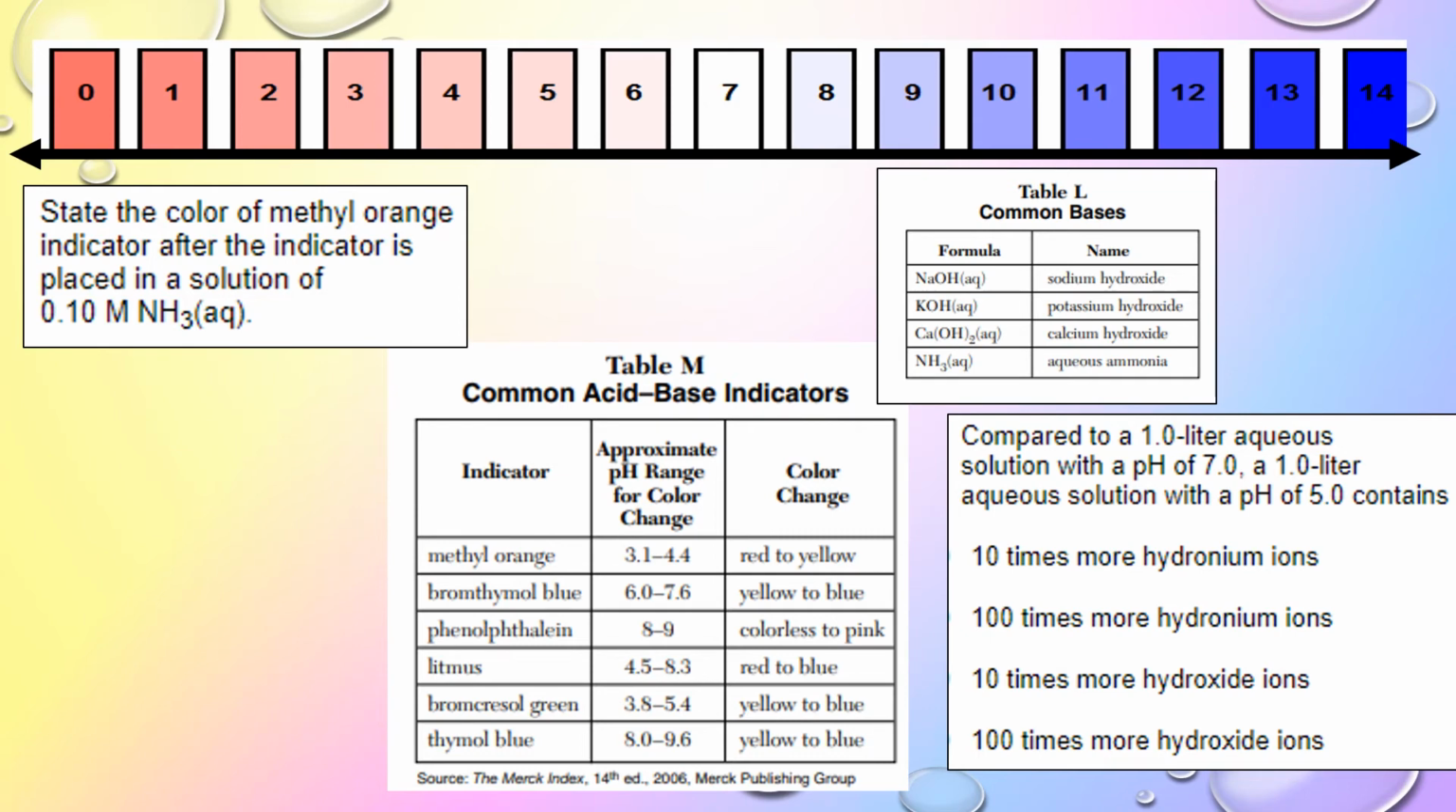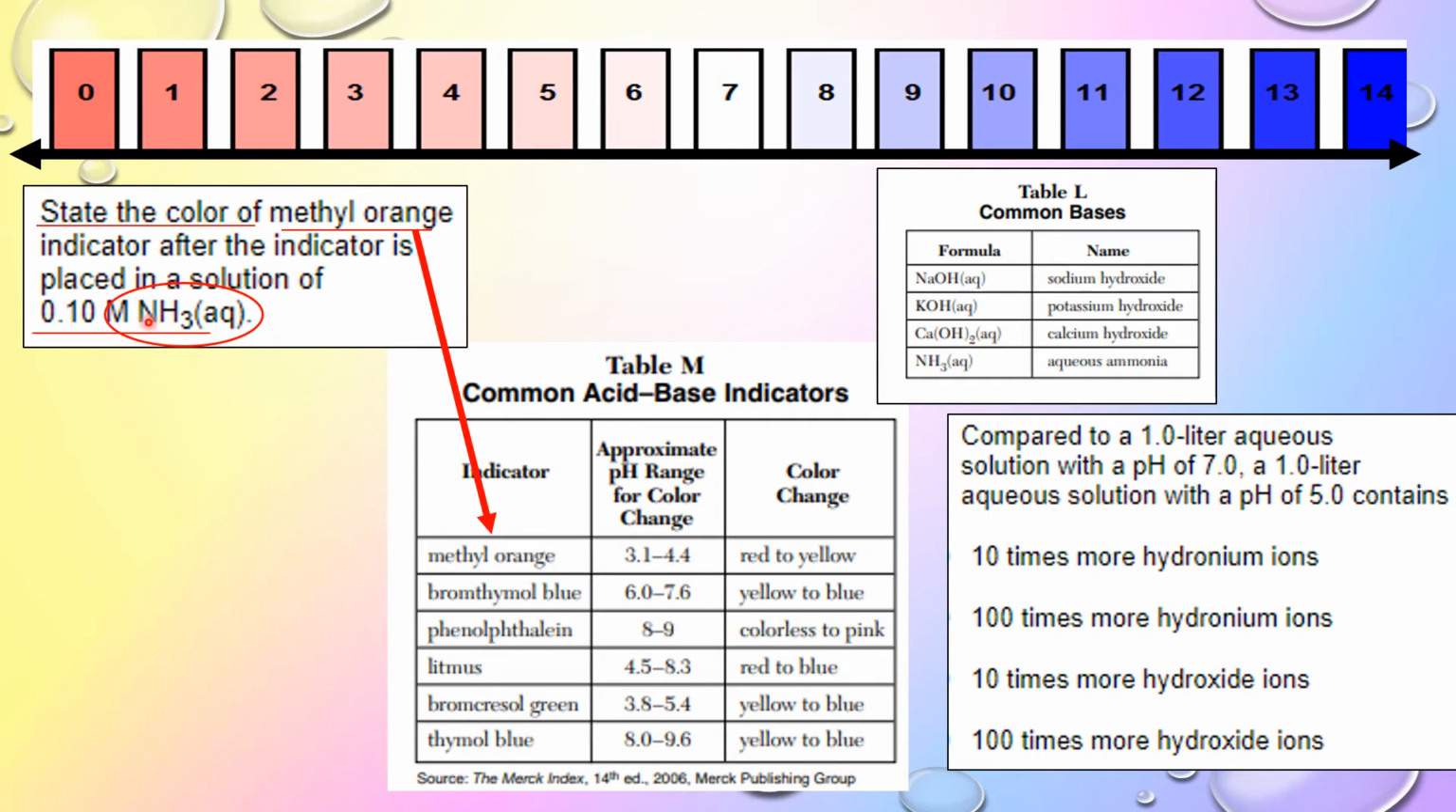Okay, again, looking at the pH scale, state the color of methyl orange indicator after the indicator is placed in a solution of 0.10 molar ammonia. So methyl orange, I'm going to find on my indicator list, and I see that methyl orange is the first one here. It's got a pH range of 3.1 to 4.4, and it'll change from a red to a yellow.